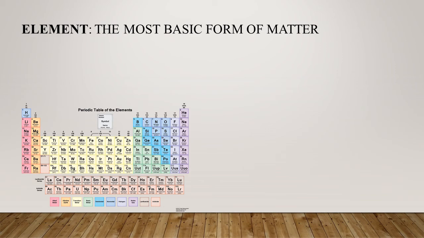Next, an element. This is the most basic form of matter. Now, I'm sure you have seen the periodic table of elements. So we have to consider that everything we see and touch is made up of elements.